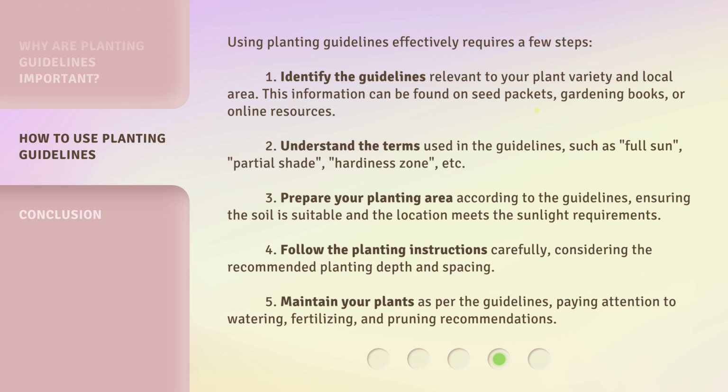3. Prepare your planting area according to the guidelines, ensuring the soil is suitable and the location meets the sunlight requirements. 4. Follow the planting instructions carefully, considering the recommended planting depth and spacing. 5. Maintain your plants as per the guidelines, paying attention to watering, fertilizing, and pruning recommendations.